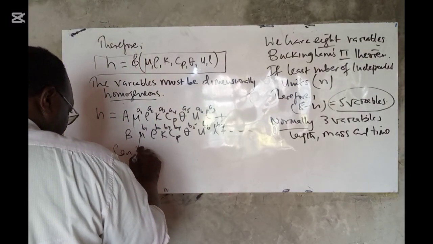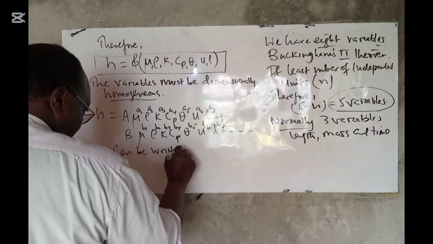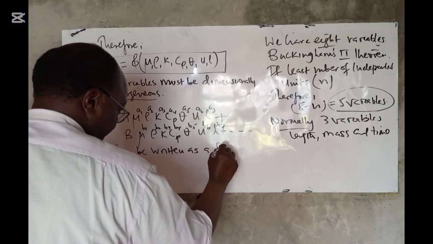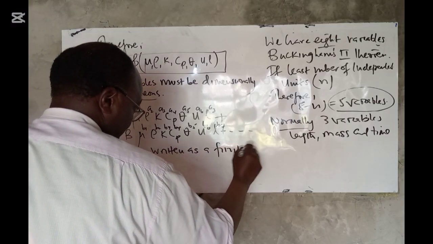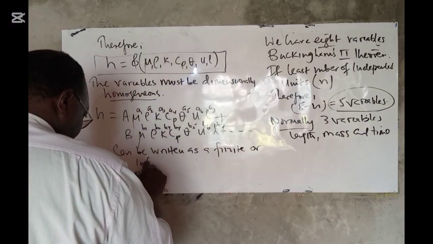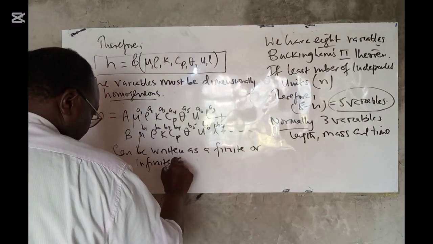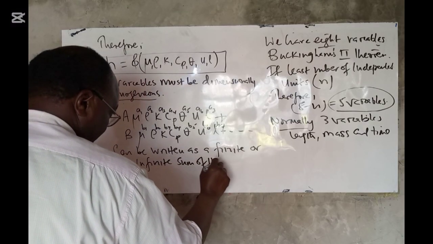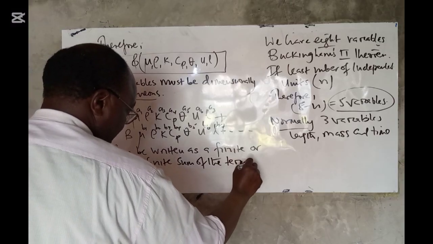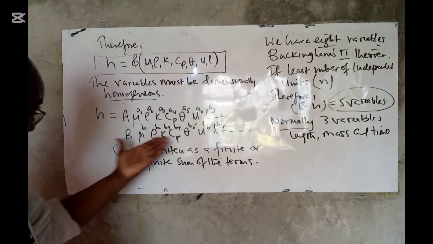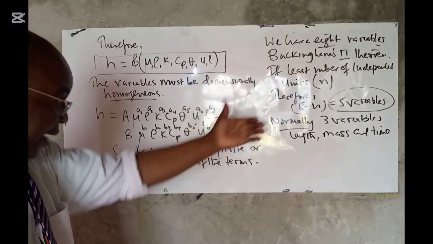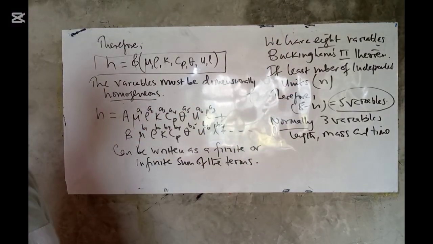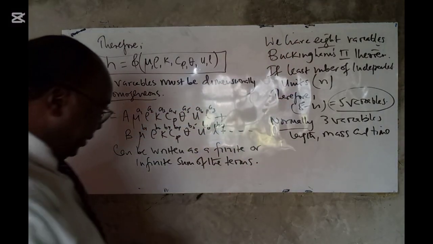It can be written as a finite or infinite sum of the terms. So we have written them. There could be C, again, D and E and those quantities and those indices.